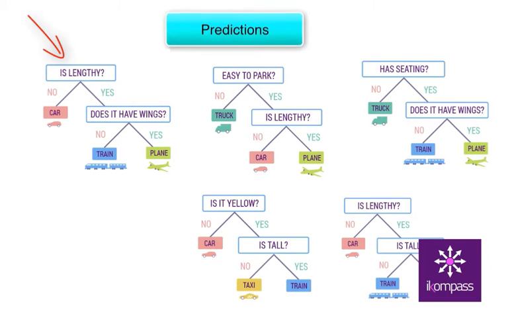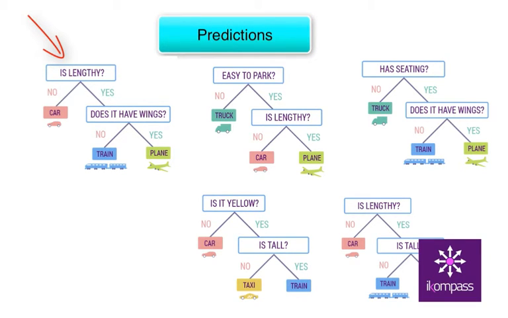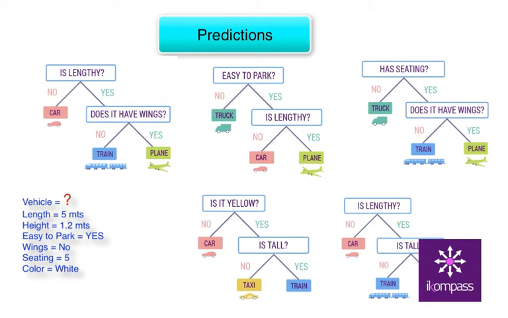So how do we make predictions in a random forest? Let's say we have an unknown vehicle. We're trying to predict what type of vehicle this is, and we have some data about this vehicle. For example, the length of this vehicle is 5 meters, height is 1.2 meters, easy to park is classified as yes, does not have wings, has seating of 5, and the color is white.